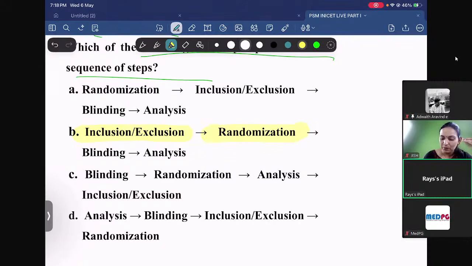So the next step will be blinding. And after that, you get the result and then finally you go for the analysis. The option is B, inclusion, exclusion, randomization, blinding and then analysis.